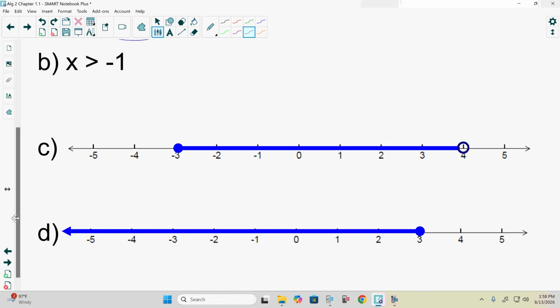Now, which one we choose depends on which direction it's going. If it's getting bigger, it's going to be infinity. If it's getting smaller, it's going to be negative infinity. So are the numbers getting bigger or smaller? Bigger. So we're saying that x has to be greater than -1. We want numbers bigger than -1. So we know that it has to get bigger. So we know the other side has to be infinity.